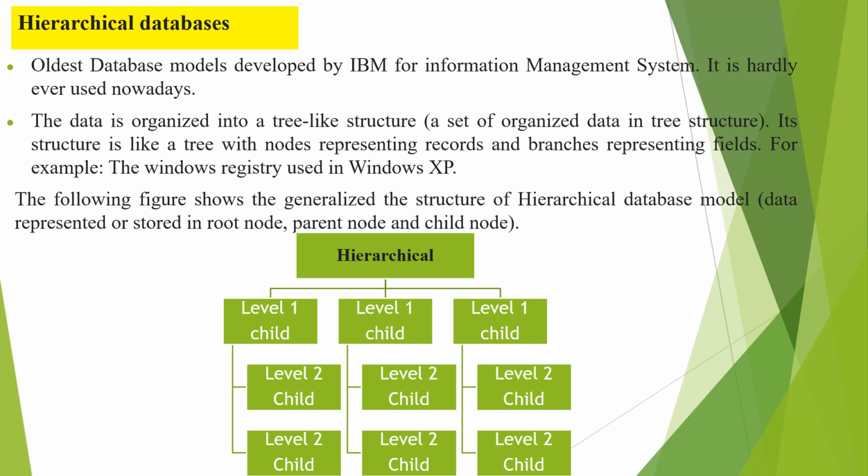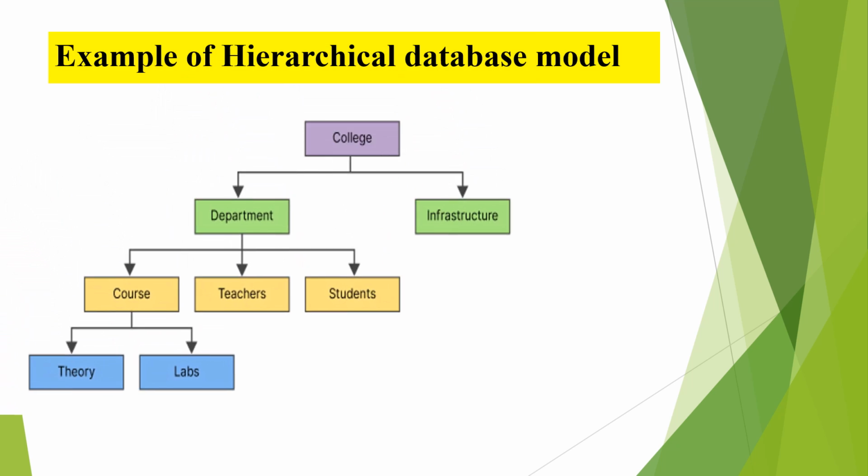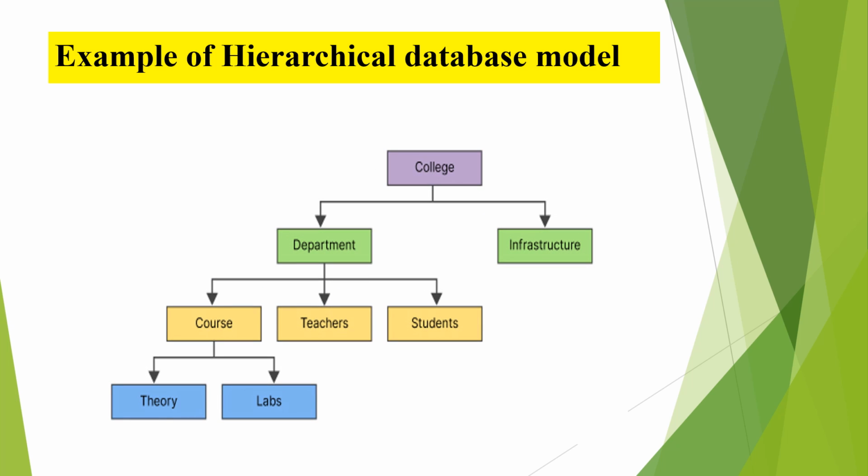So whenever we represent the data in the form of a tree-like structure, it is known as a hierarchical database. For example, the database of a college can be represented in the form of a hierarchical database because a college is made up of multiple departments and multiple infrastructure. Again, the department can be subcategorized into multiple courses, multiple teachers and students. The courses can be further subcategorized into theory and labs and so on.